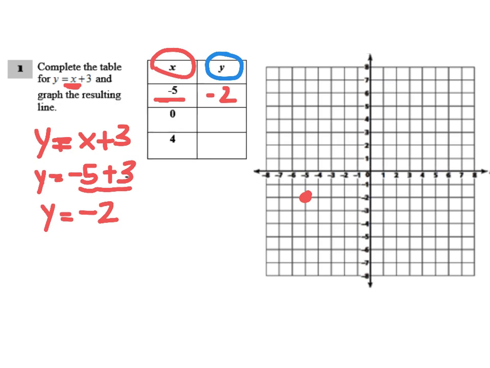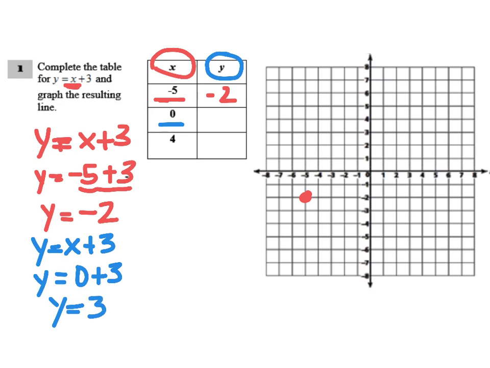Alright, then you're going to do the exact same thing. Use the same equation, x plus 3, but you're going to plug in 0. So we'll have y equals 0 plus 3. 0 plus 3 is 3, so y equals 3. So that would be left and right 0 and up 3. 1, 2, 3. That'll be your point, 0, 3.